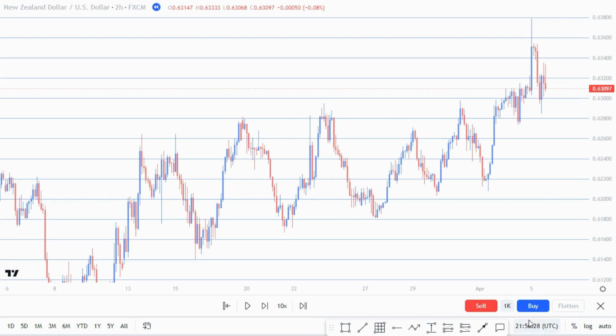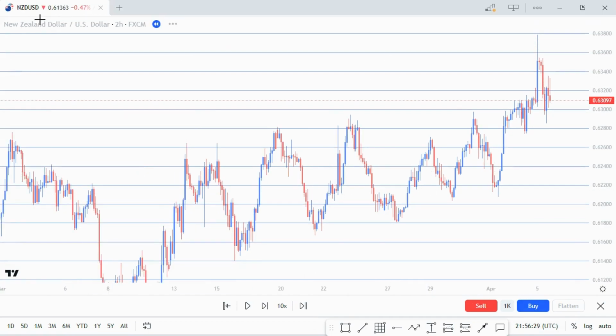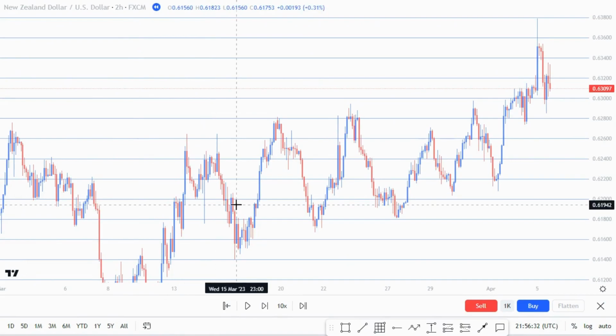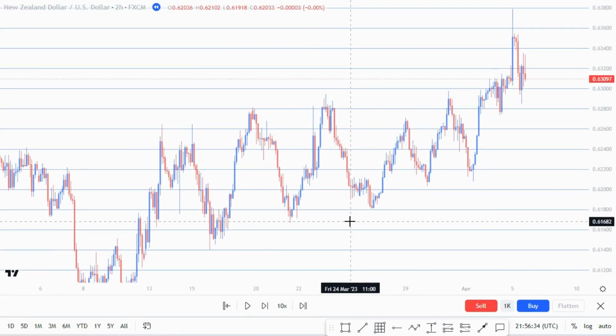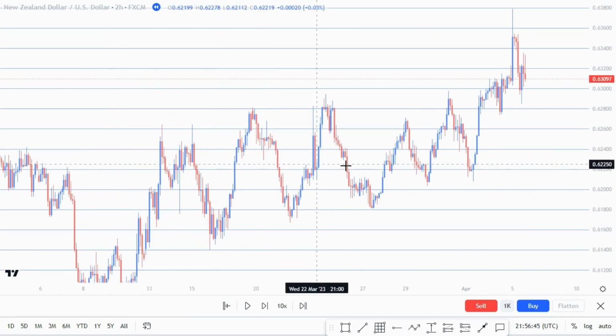All right. So we're on the NZD USD chart, and this is the 2 hour time frame. Now I'm going to break down this pair using that same strategy, and you can see how effective it is. On the 2 hour time frame, we are pretty much bullish, right?